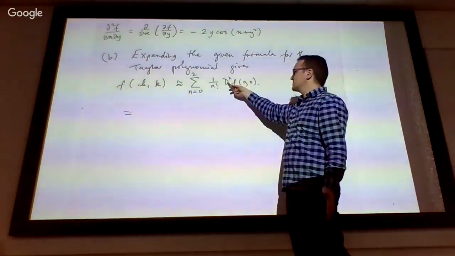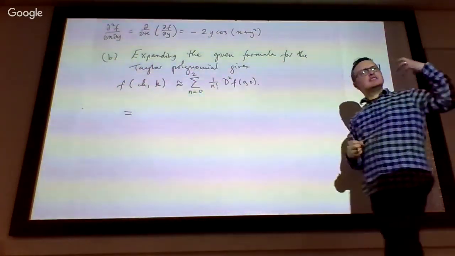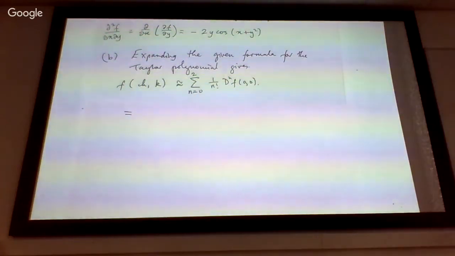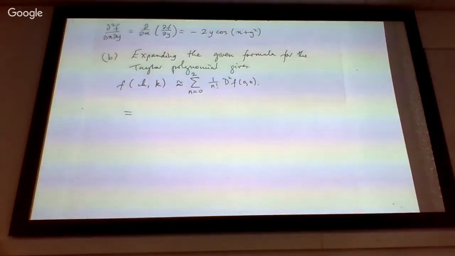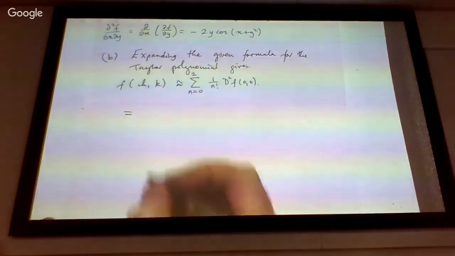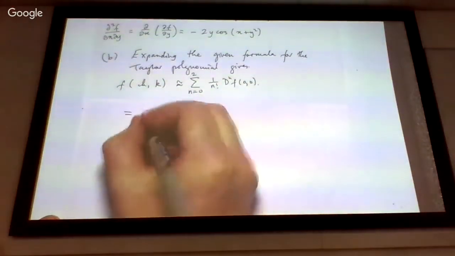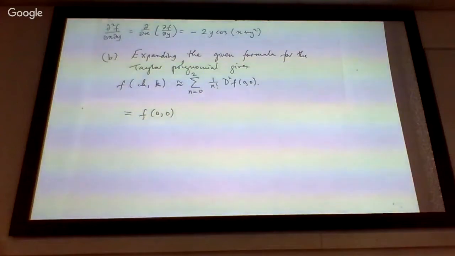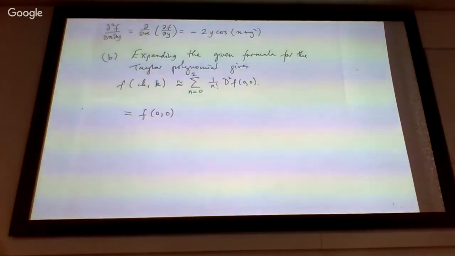Now, what is d to the power 0? D is a differential operator. An operator to the power 0 means the operator applied no times, means the identity operator. So d to the power 0 applied to f is just f. So all of that together, the n equals 0 term is simply f at 0, 0. It's just the function evaluated at the origin. And that's the 0th order approximation.